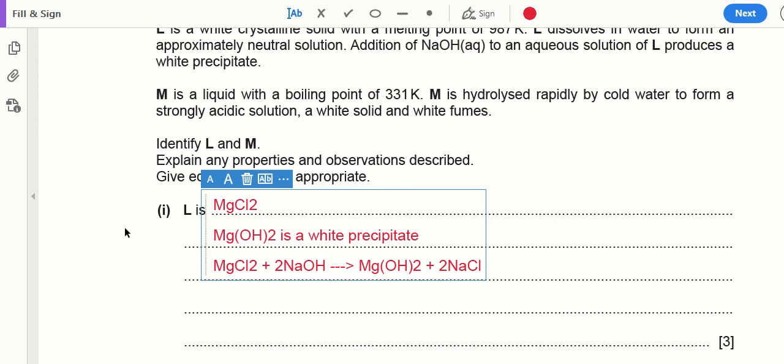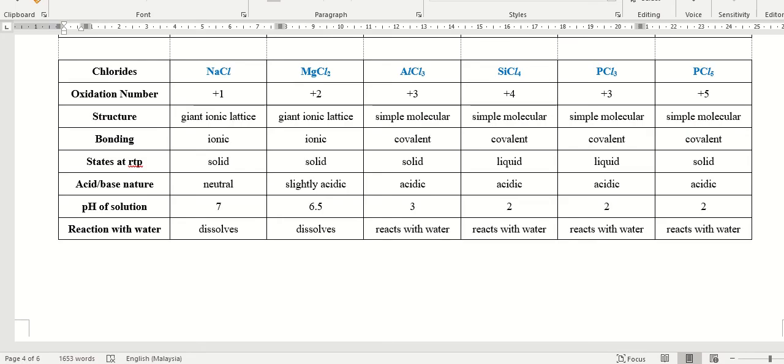Okay, identifying what is M. Now M is a liquid this time, hydrolyzed to form a strongly acidic solution, white solid, white fumes. Now we'll go back to the table again. Right, this time M is a liquid. Now we have two liquids here, silicon chloride and also phosphorus trichloride. Both are liquids. Both give a very acidic solution when they react with water. And yeah, they can be hydrolyzed by water.